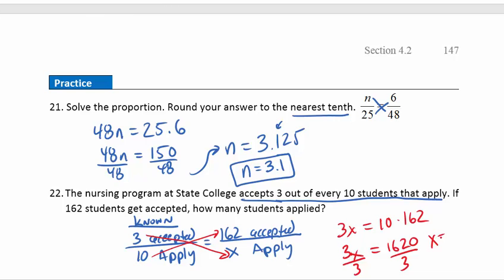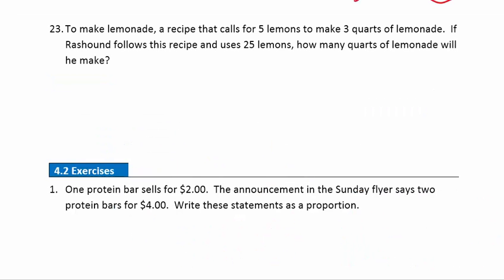Divide by 3. Okay, and we see that 540 students applied. And since this is a story problem, we want to say what that number indicates. So 540 students applied. Go ahead now and pause your video player and answer practice question 23. When you're done, hit play to see how you did.